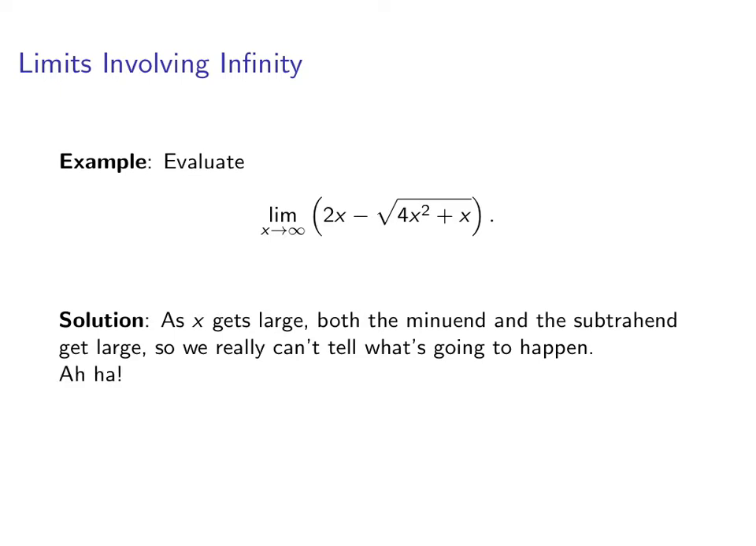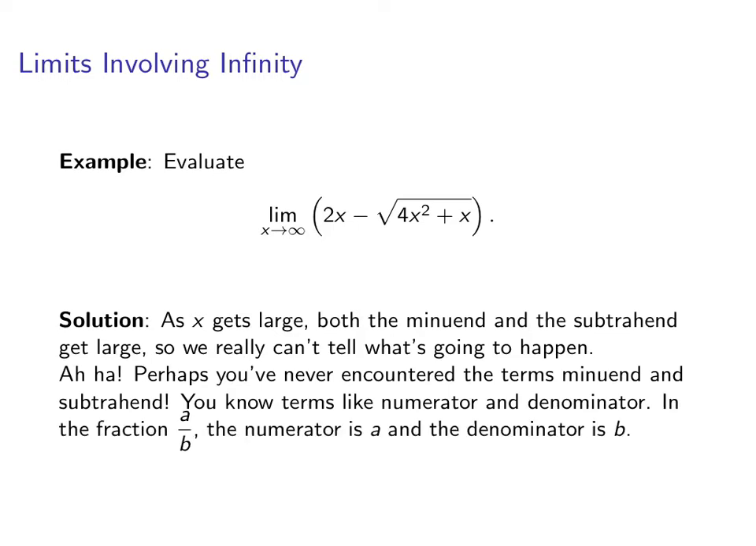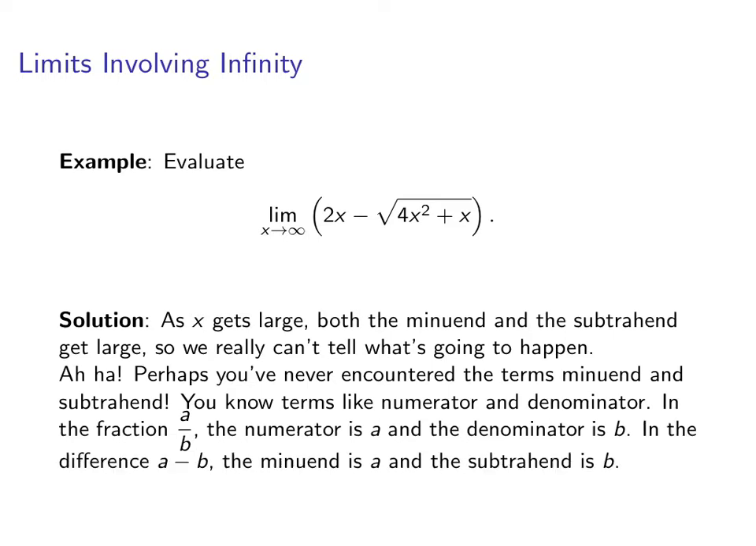Aha! I bet you've never seen the words minuend and subtrahend. If you have, I'm impressed. If not, time to learn a new word. Now you know words like numerator and denominator. When you have a fraction, a over b, the numerator is a and the denominator is b. In the difference, a minus b, a is called the minuend, b is called the subtrahend.